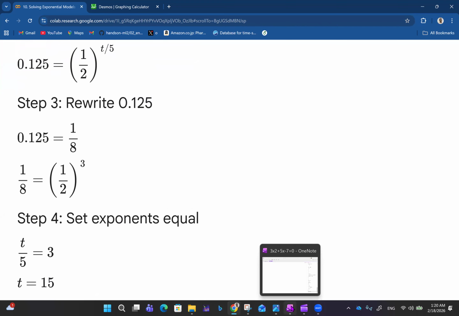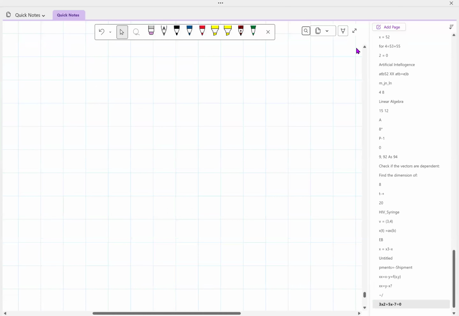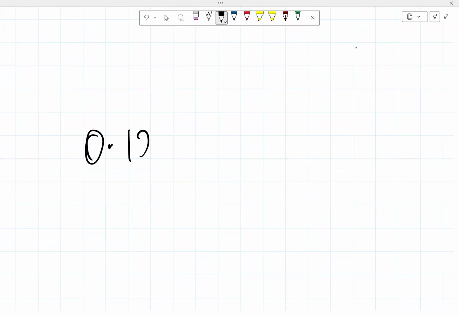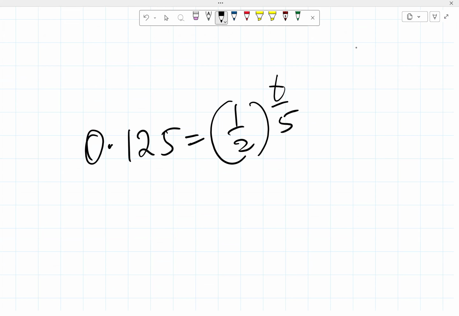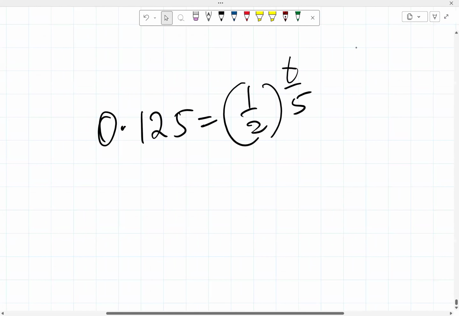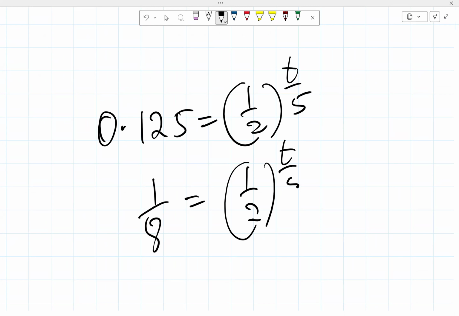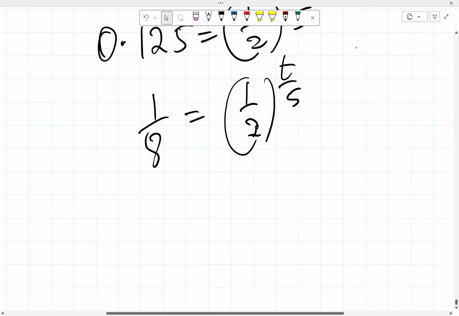0.125 equals half raised by t over 5. So what do we need to do? 0.125, we have seen it is 1 over 8, and that is 1 over 2 raised by t over 5. And it's clear that we can say this is 1 over 2 raised by 3.